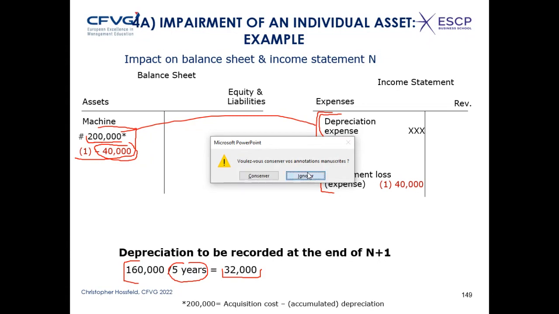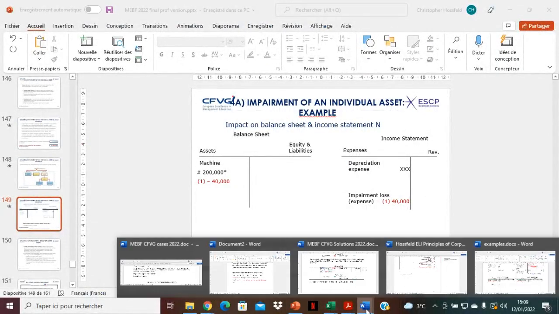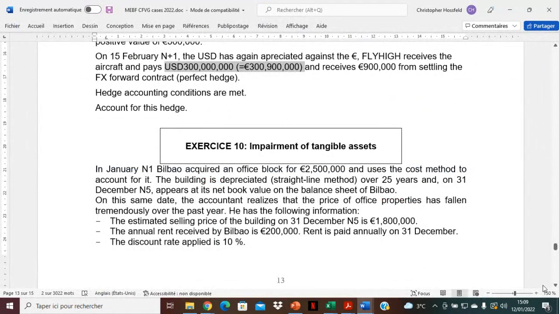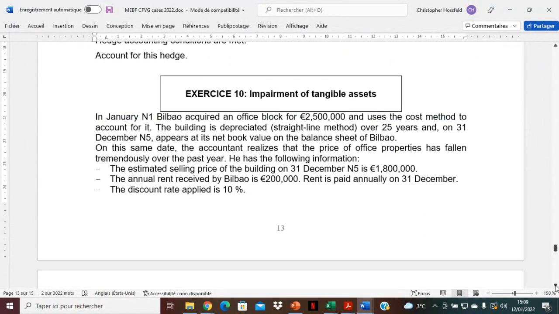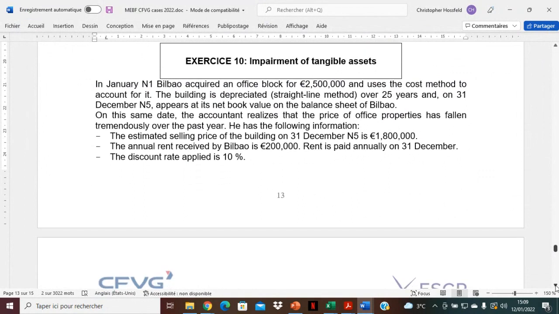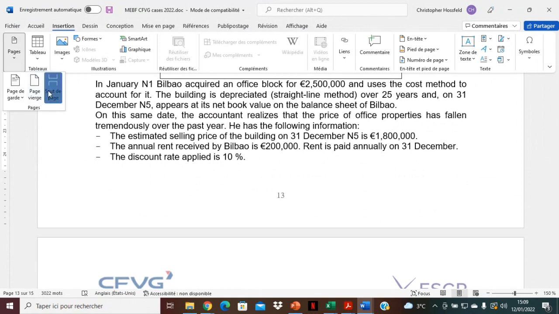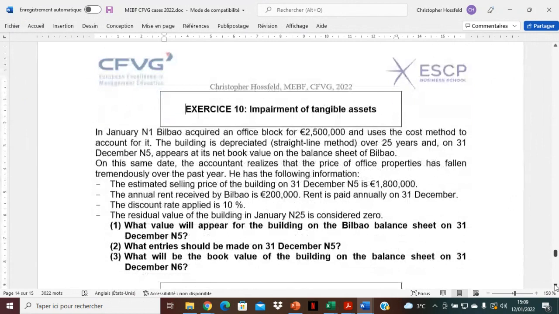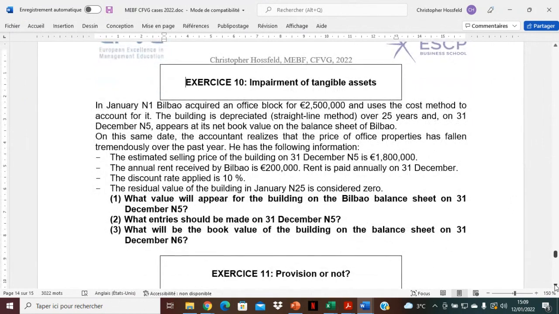Okay, then let's do exercise number 9. See how this works. So in January N, I let you read the case. Let me put this on the next page. I let you read the case, then we see what's going on.